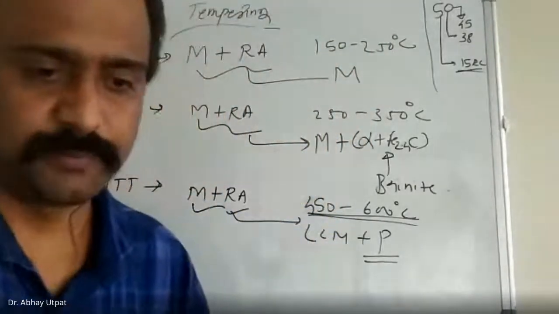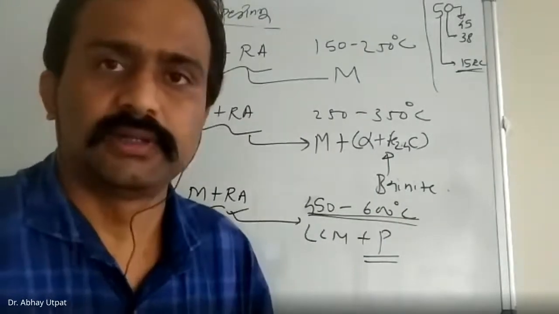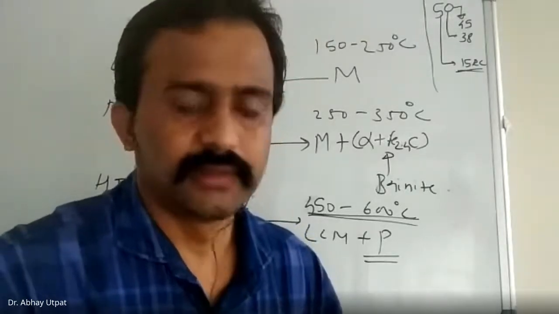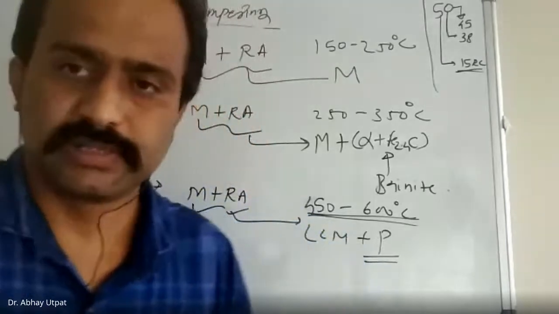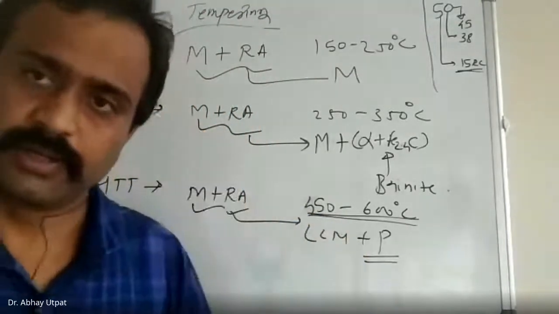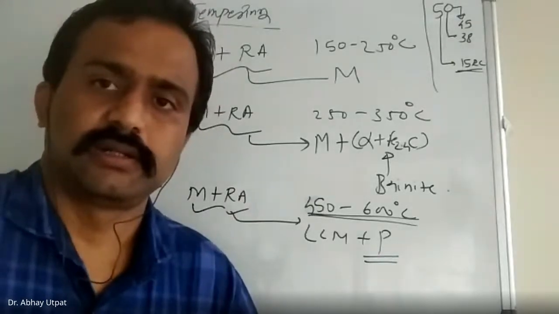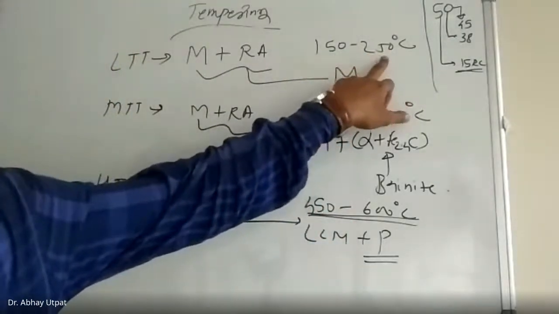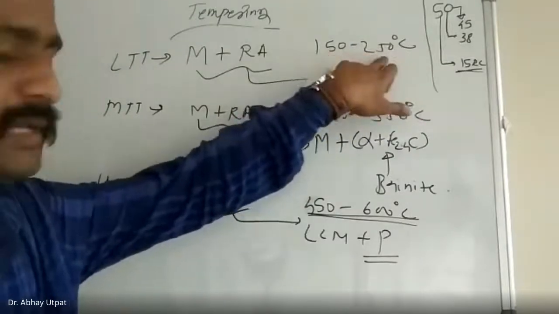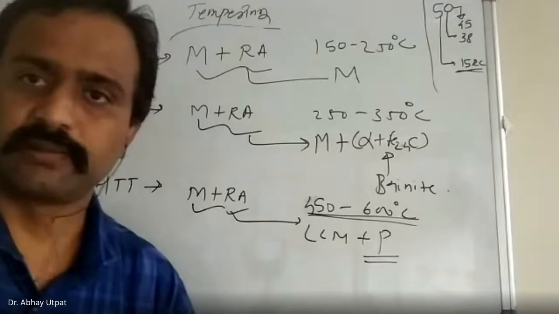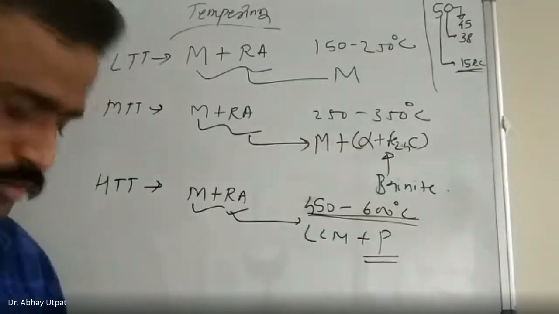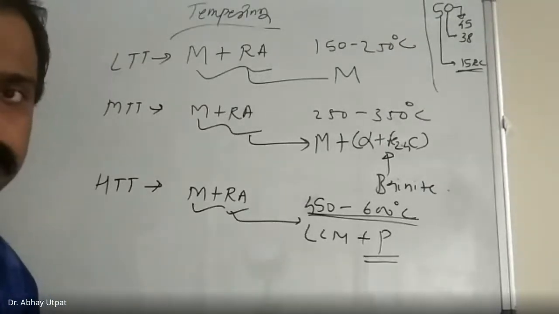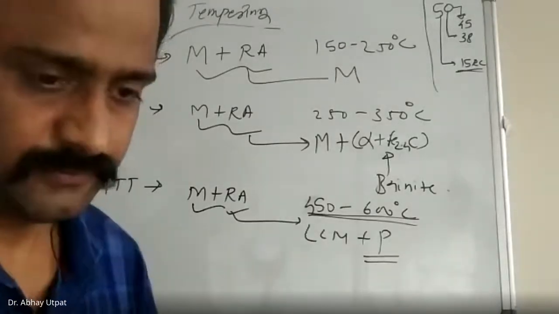First, low temperature tempering. It consists of heating hardened samples to 150 to 250 degrees Celsius, soaked there for sufficient time, and then cooling in the air.